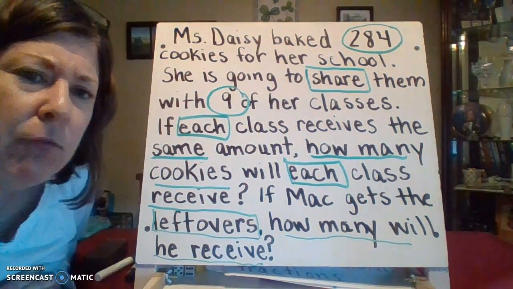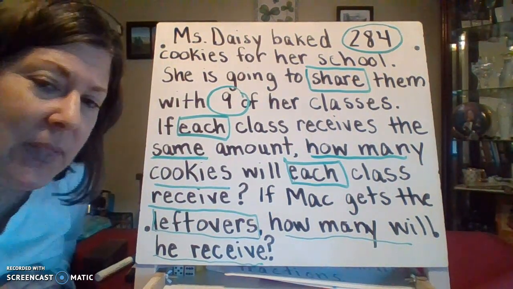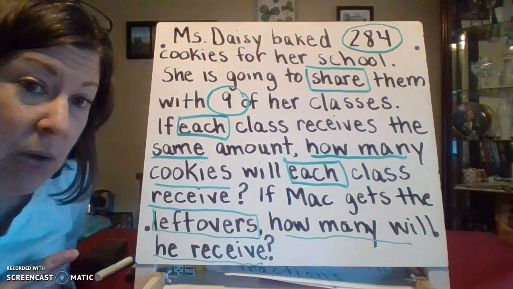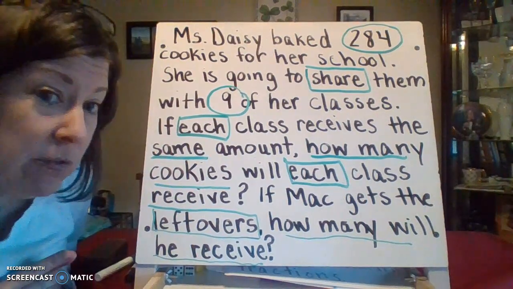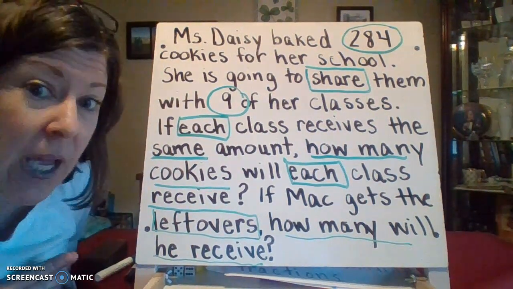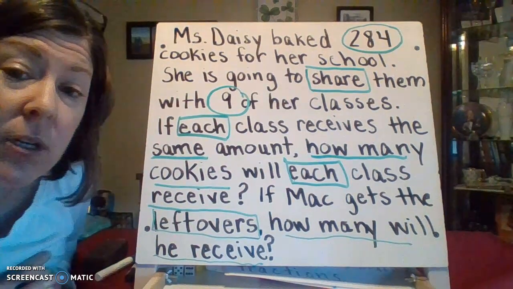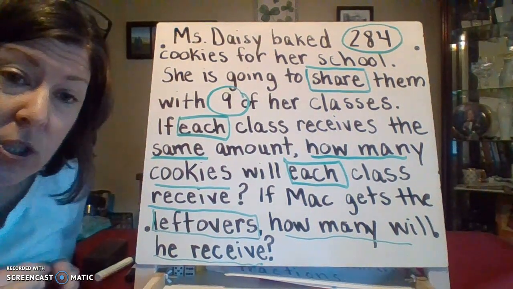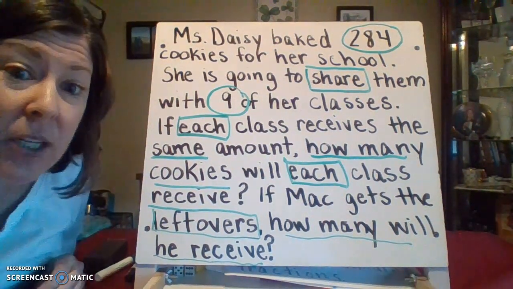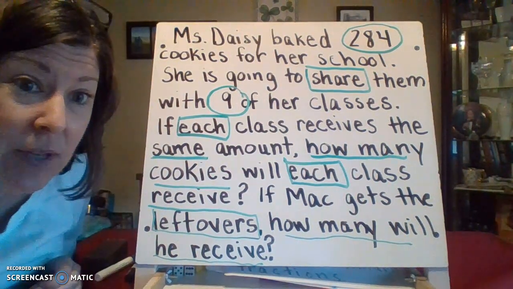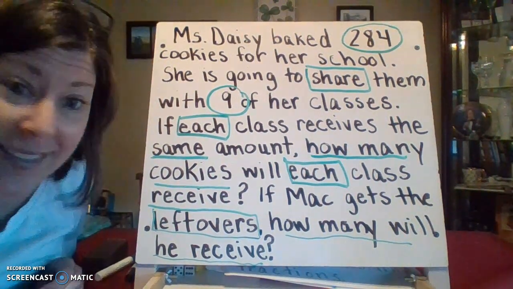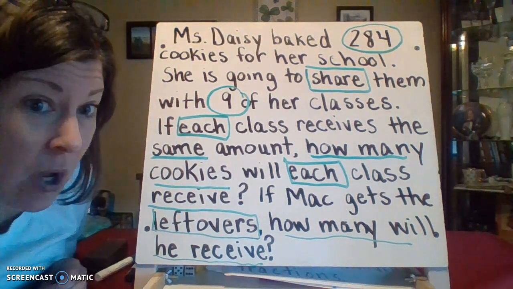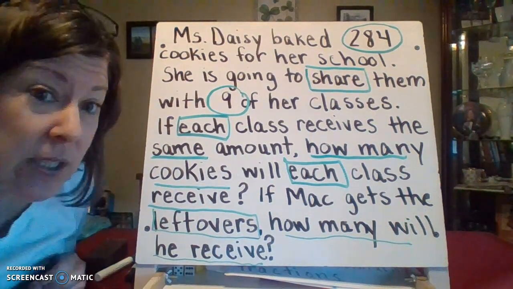What operation are we doing if we're sharing them? And then there's that word each. Okay, that word each might be a clue for either division or multiplication. But if we're sharing, I want you to think about what operation that is. So 2 questions though. 1, how many cookies will each class receive? And then 2, if Mac gets leftovers, how many will he receive? So I need you to pause the video while I erase my board so that you can solve it on your own.